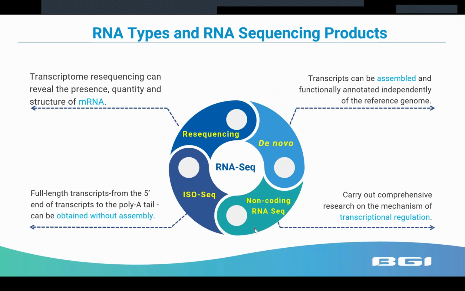Then let's see why RNA sequencing. For RNA sequencing, different RNA types match with different RNA sequencing strategies. Transcriptome resequencing can reveal the precise quantity and structure of the mRNA. For RNA de novo, the transcripts can be assembled and functionally annotated independently of the reference genome. For ISO-seq, it can detect the full-length transcripts from the 5' end to the poly-A tail without assembly. And for non-coding RNA-seq, it's used for comprehensive research on the mechanism of transcriptional regulation.